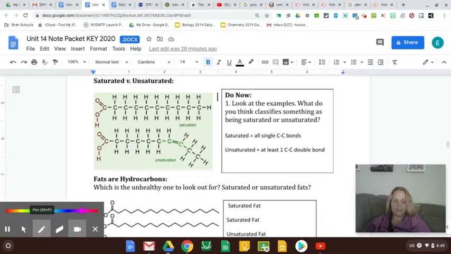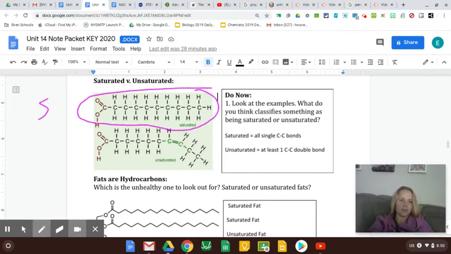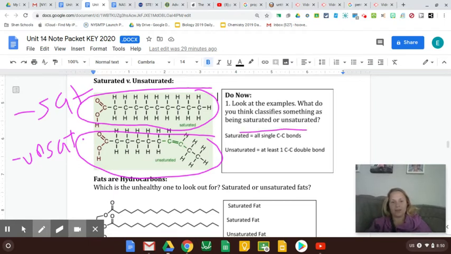Saturated versus unsaturated molecules. So you've probably heard of this referring to fats, and that's why we care about this. This right here is my saturated example, and this is my unsaturated example. What do you think makes this saturated and this unsaturated? The answer is saturated has all single C-C bonds.